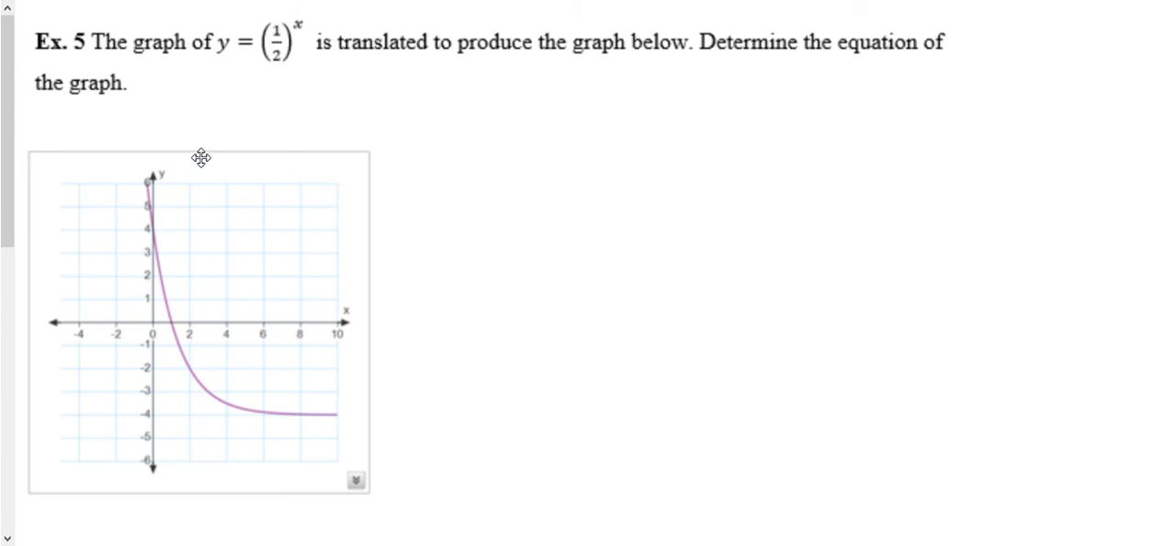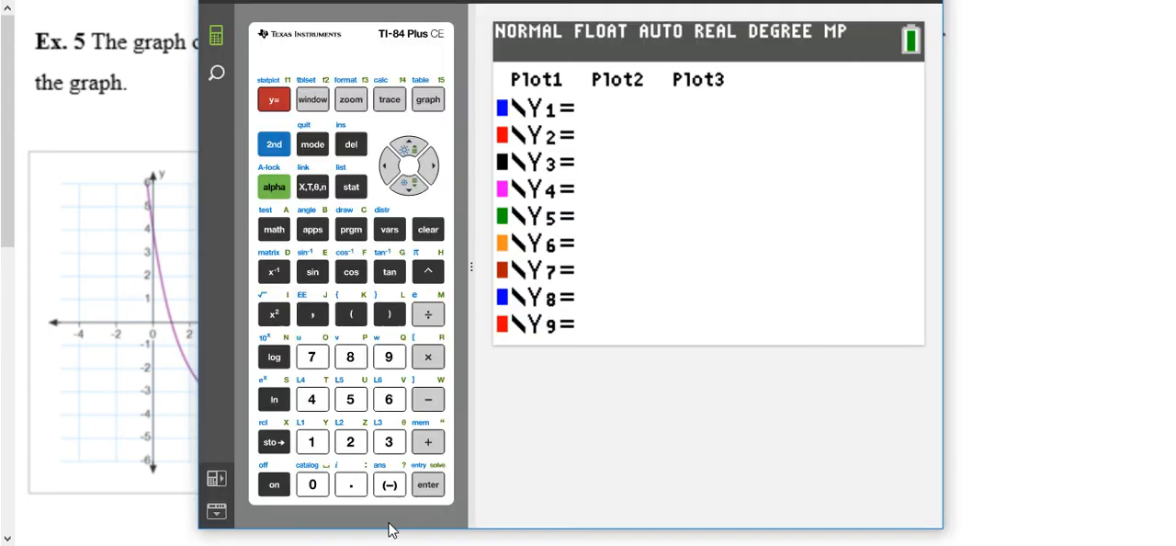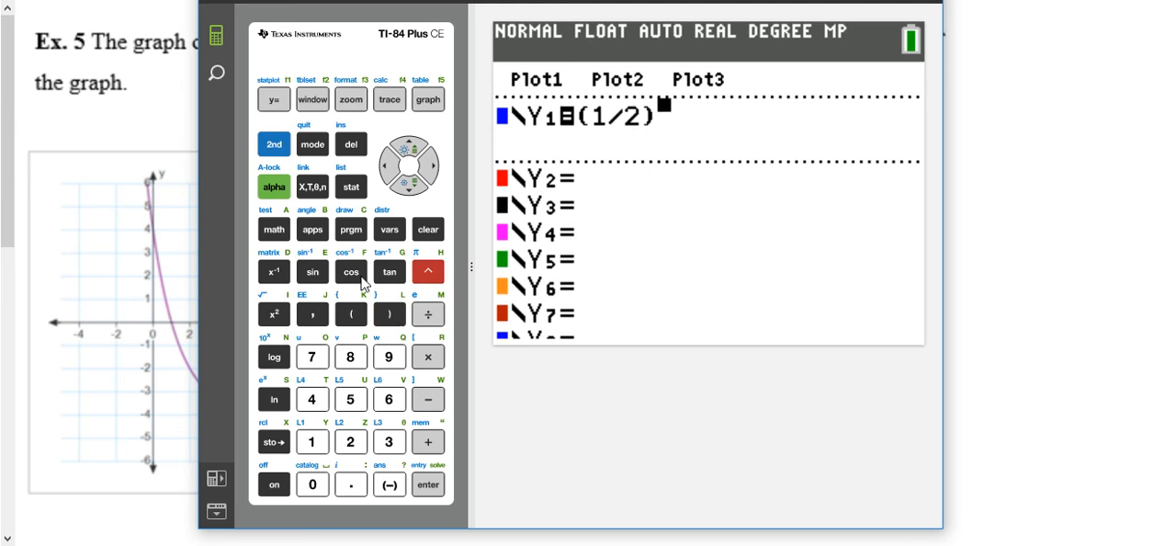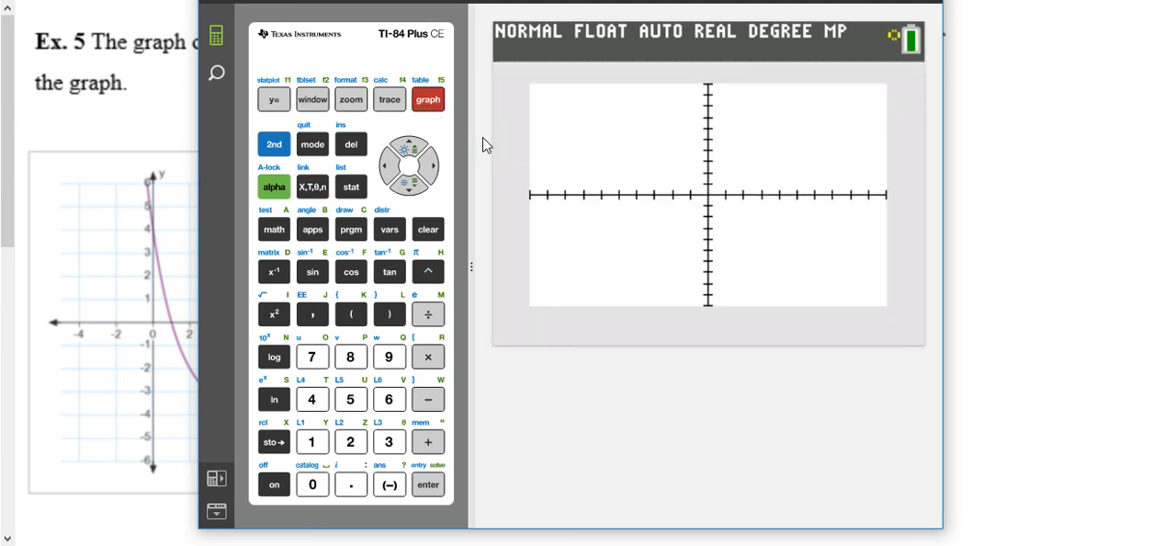In this next example, we have the graph of y equals 1 half to the exponent x translated to produce this new graph below. Determine the equation. So for me to do this question, the very first thing I do is go straight to my graphing calculator and figure out what it looks like for a function of 1 half exponent x. I'm going to hit graph, and there we go.